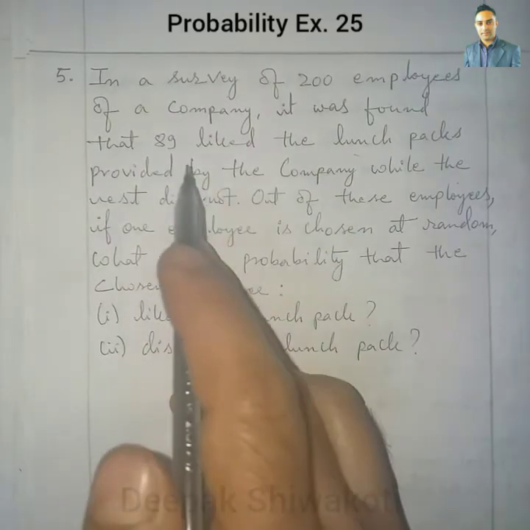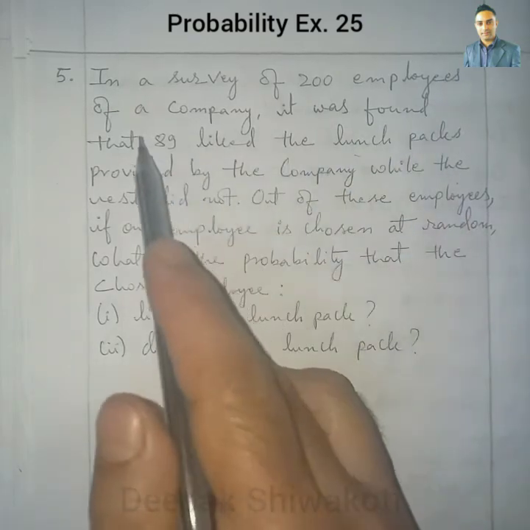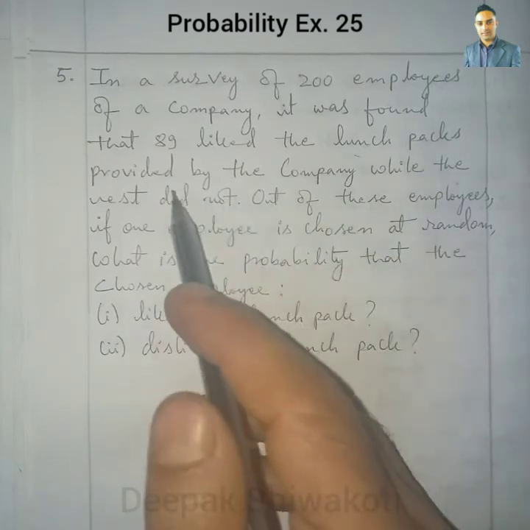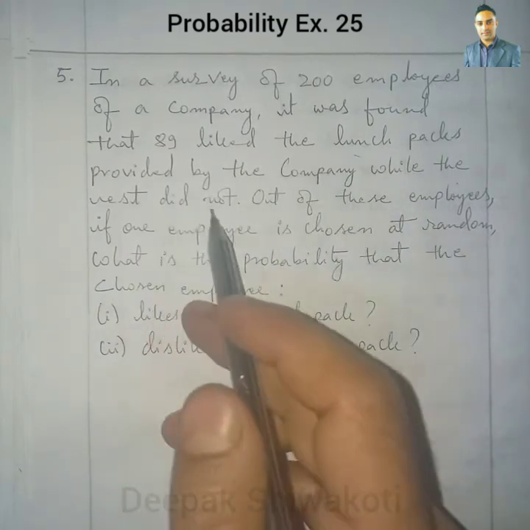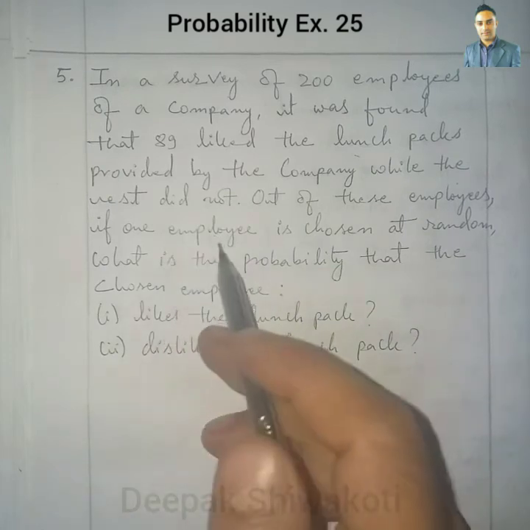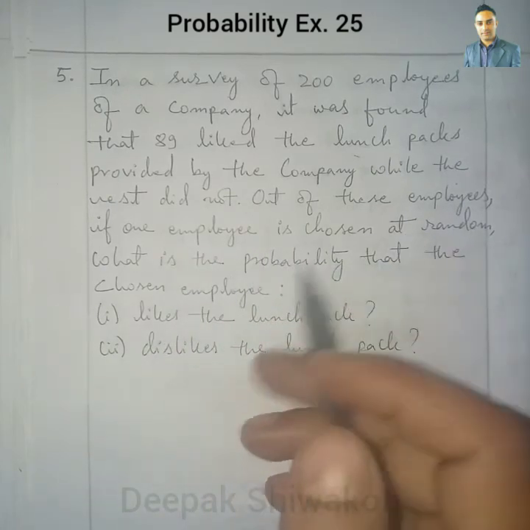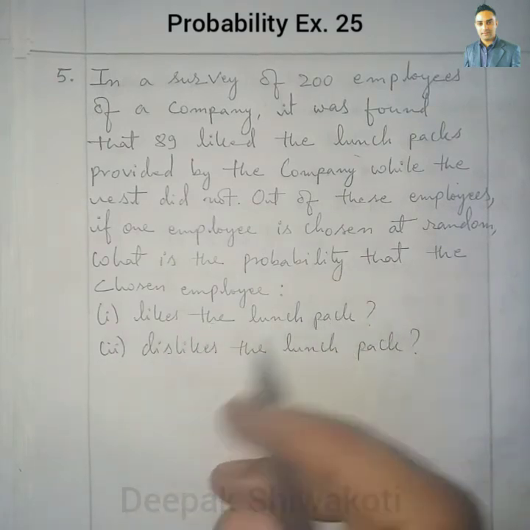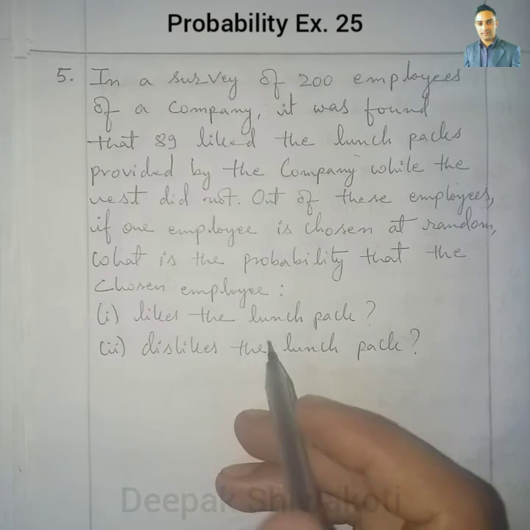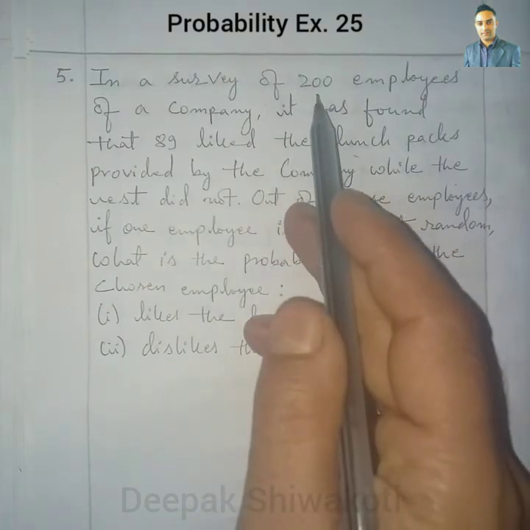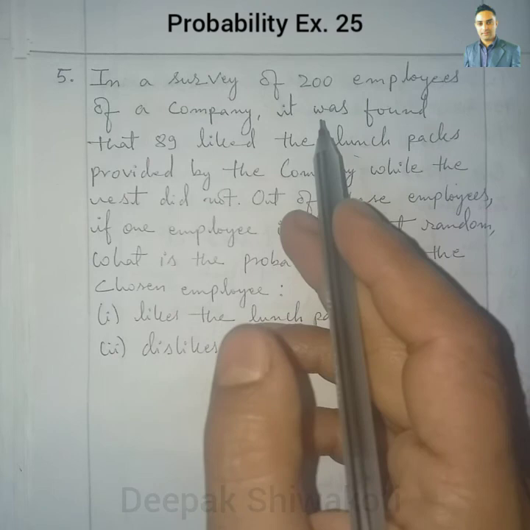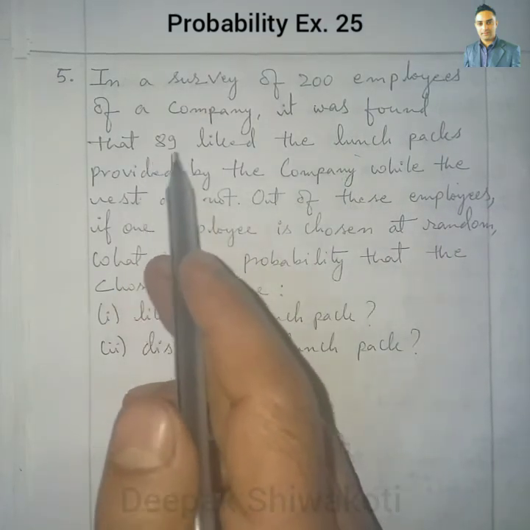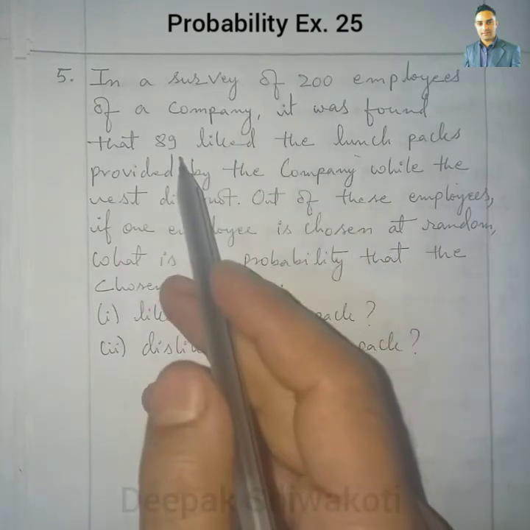Number 5, in a survey of 200 employees of a company, it was found that 89 liked the lunch packs provided by the company while the rest did not. Out of these employees, if one employee is chosen at random, what is the probability that the chosen employee, number 1, likes the lunch pack, number 2, dislikes the lunch pack? So here number of trials is equal to 200, that is the number of employees only, and total number of liked is 89, and total number of disliked will be given by 200 minus 89.